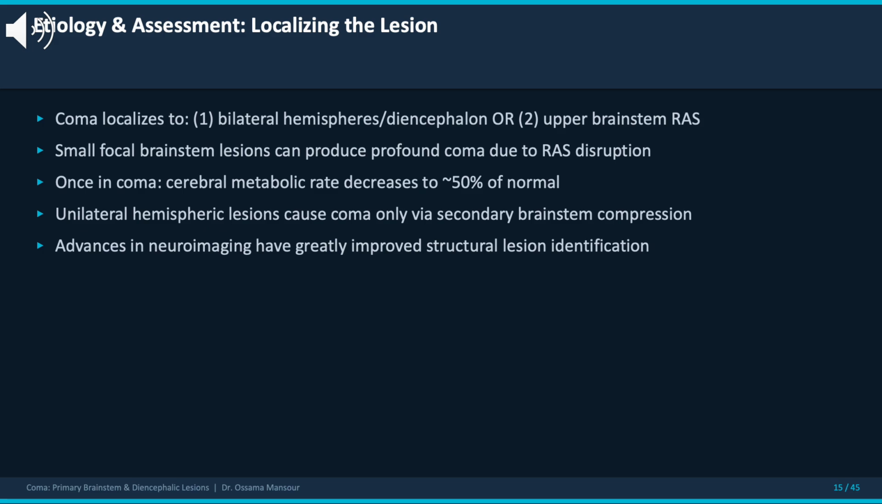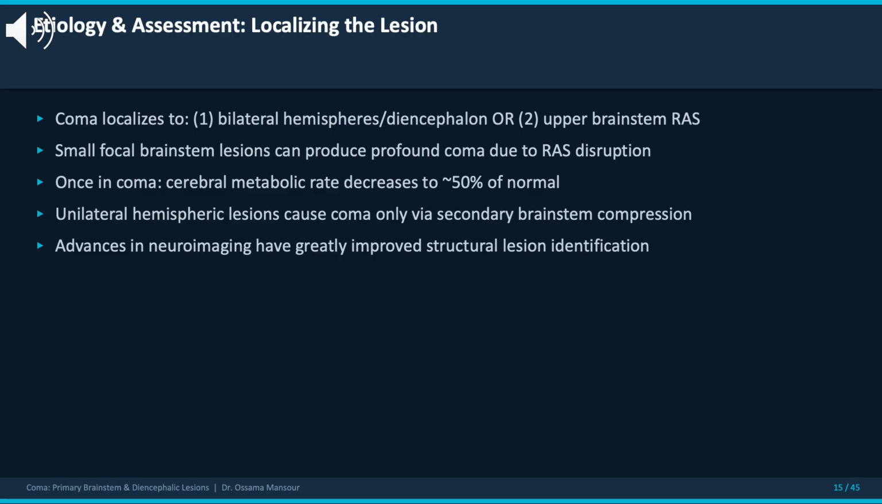From a localizing standpoint, coma can be attributed to lesions in one of two general locations, either bilateral hemispheres or diencephalic structures when the injury is simultaneous and widespread, or the reticular activating system within the upper brainstem, where even relatively small focal lesions can produce profound coma due to disruption of the ascending arousal pathways. Regardless of the initial location of the triggering event, once a patient is in a coma, both cortical and subcortical functions become globally depressed, with cerebral metabolic rate decreasing to approximately half of normal.